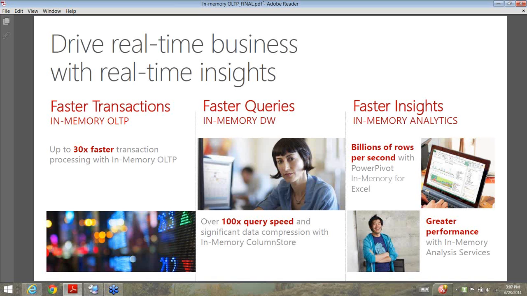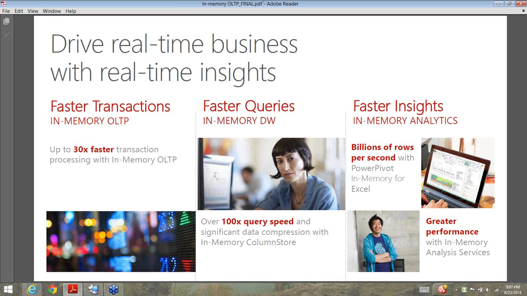So as you see on the first stack, on the left hand side, for the in-memory OLTP, with this particular feature, which got released with 2014, we have seen customers who have gained a performance improvement of up to 30 times faster transaction processing, right? So when I say so, I'm not talking about query speed, okay, but actually the transaction write speed, right, which has come out to be up to 30 times faster with certain of our customers.